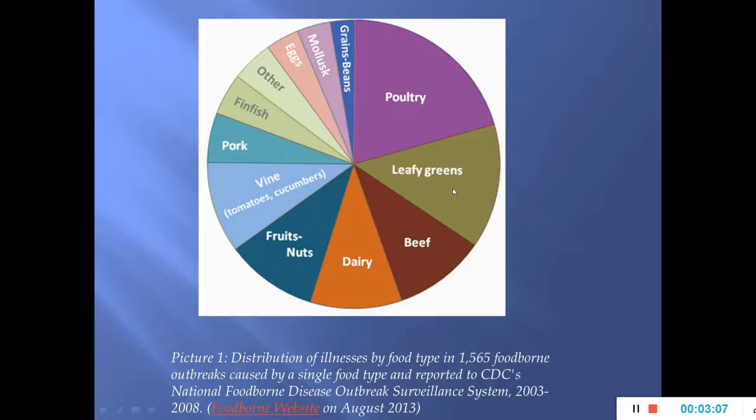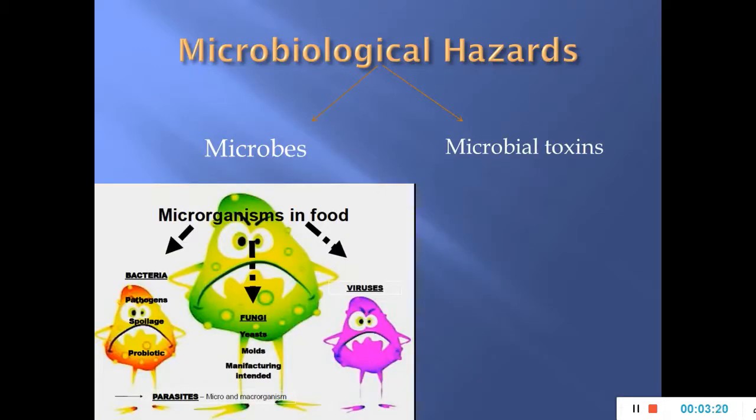And of course, the leafy greens and the fruits and the nuts could also be a cause of food poisoning, mainly because of fecal contamination, which could be possible in the leafy greens. The microbiological hazards, as we mentioned earlier, could be caused by either the microbes or the microbial toxins, and the microbes could be bacteria, fungi as well as viruses.